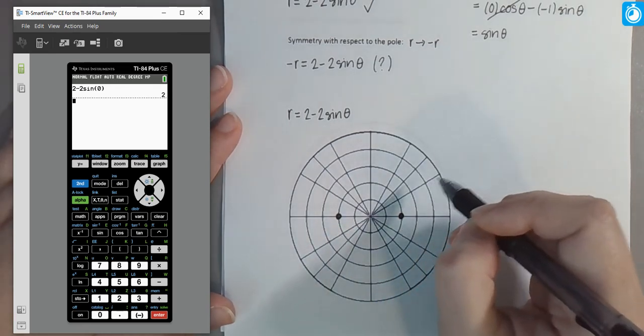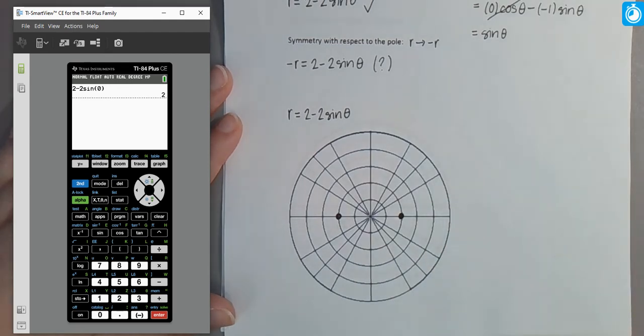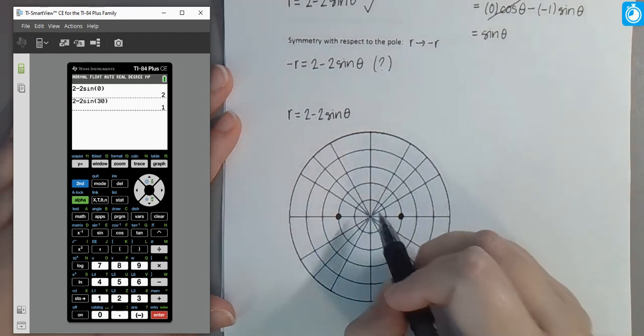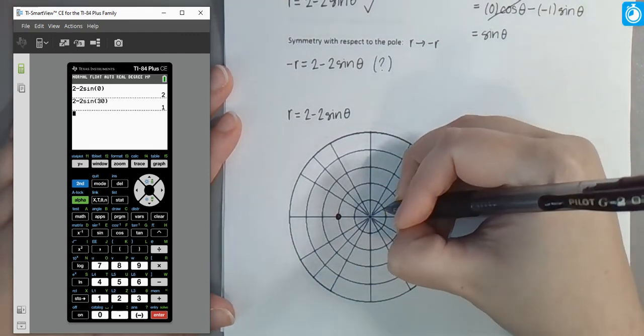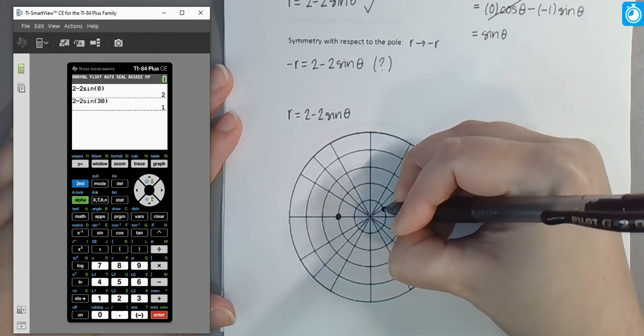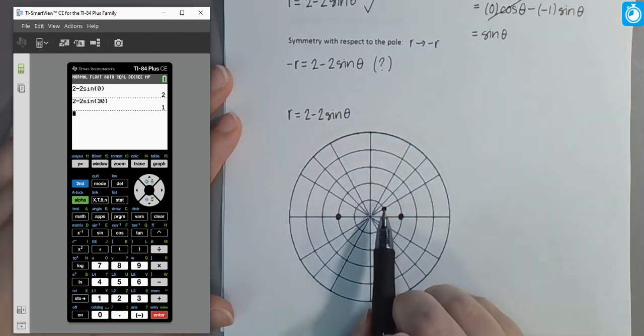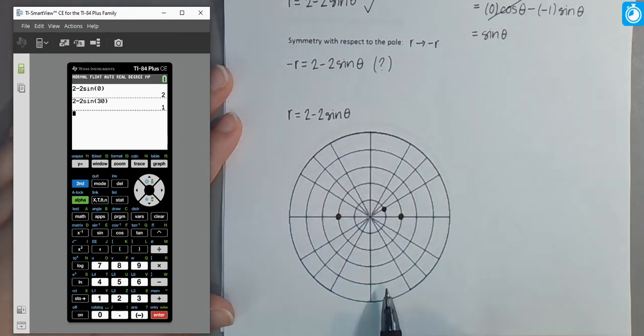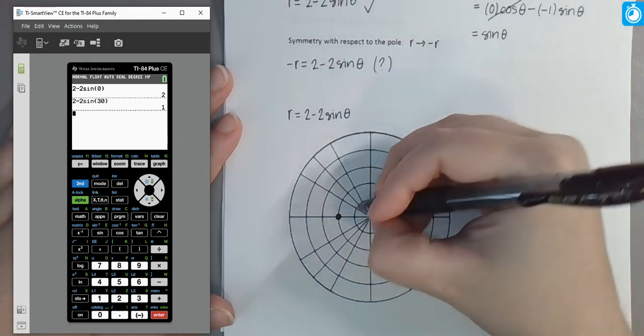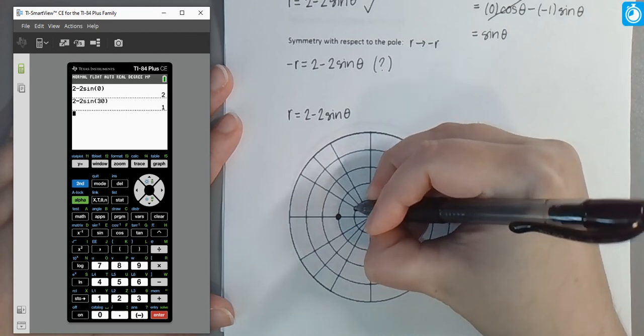Now we're at theta equal to pi over 6 radians, or 30 degrees. So r is 2 minus 2 times the sine of 30 degrees, which is going to be exactly 1. So at 30 degrees, we're at the ring of 1. And again, using symmetry, we have a matching point on the other side of theta equal to pi over 2 on the first ring.